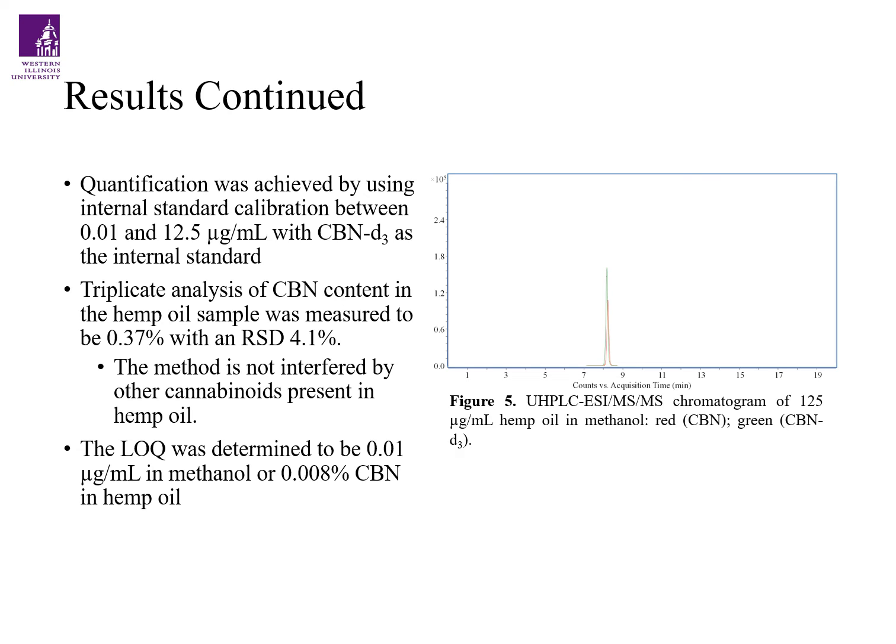The method is not interfered by any other cannabinoid that may be present in hemp oil due to adequate chromatographic separation achieved using optimized LC conditions, in addition to utilizing a very sensitive and selective detector. The limit of quantitation for our method is determined to be 0.01 microgram per milliliter methanol or 0.008% CBN in hemp oil.